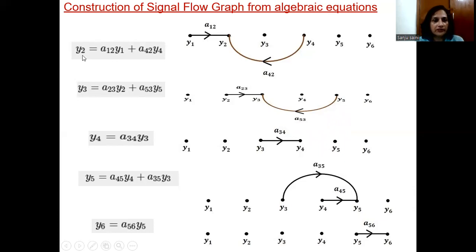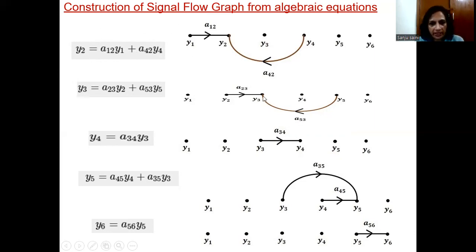So the first equation is y2 equal to a1 y1 plus a4 y4. So this is y2. We have to consider only the incoming signals. To y2, the incoming signal is a1 into y1. So it is represented. Then a4 into y4. So this is represented as a4 into y4. So to y2, 2 signals are coming, a1 y1 and a4 y4, and we take the sum of them to get the value of y2.